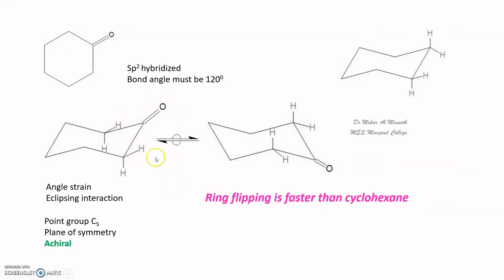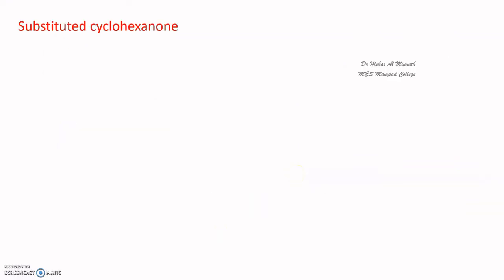Now cyclohexanone belongs to the CS point group, so there will be a plane of symmetry, and hence cyclohexanones are achiral. Cyclohexanone is achiral because there is a plane of symmetry. It belongs to the CS point group. Let's now look at substituted cyclohexanones. As an example, we'll take up 2-methyl cyclohexanone.